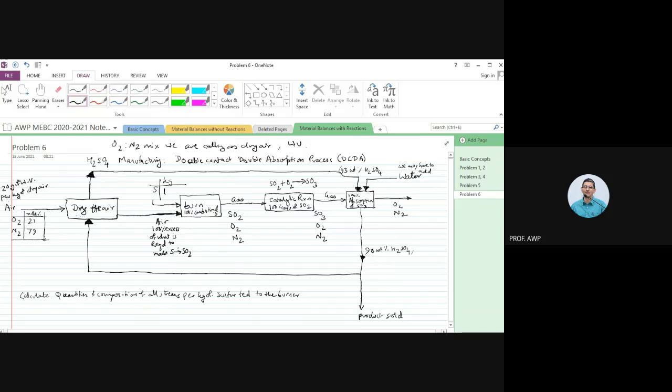So again, for the last time in our lives, if it's a solid or a liquid stream, how will we express the composition? In what way? Weight percent. If it is a gas stream, how do we express composition? Volume percent. Okay, so do this problem.